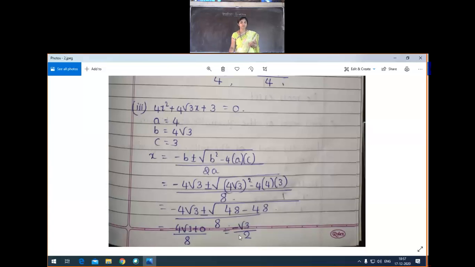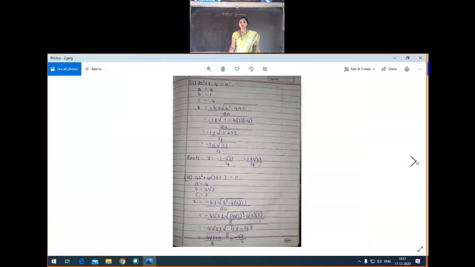Only one root? No, we have to write two roots, that is minus root 3 divided by 2, comma, minus root 3 divided by 2, are the roots of the quadratic equation 4x square plus 4 root 3 x plus 3 equal to 0. Got the idea now? It may be helpful for some one mark question or multiple choice question. If b square minus 4ac becomes 0, then we will get the same roots. Got the idea of this concept? Okay, so the third problem is over.